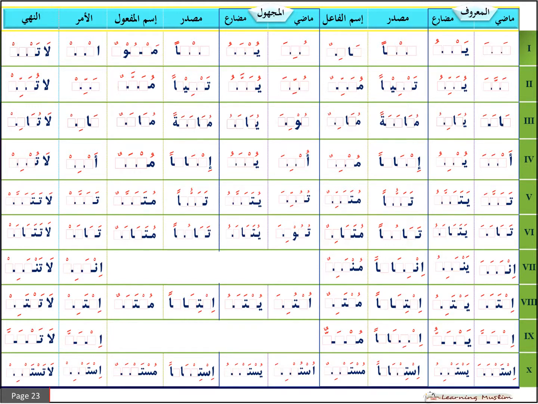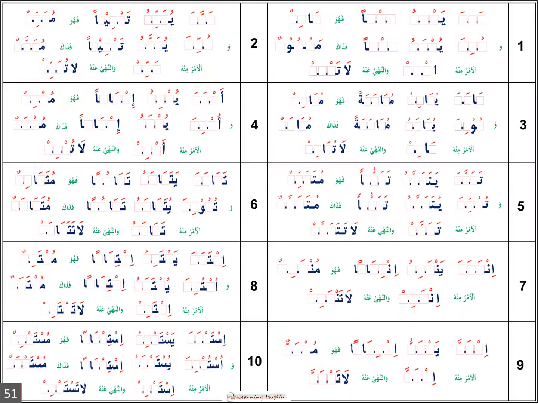So you might have a question as to whether there might be an easier way to reference the patterns. And the answer is yes, if you can go to page 51 of your workbook. So on page 51 we have a reference to all the 10 patterns also, but in this case, in between our patterns, we have words like فهو, فذاك, الأمر منه, والنهي عنه. And those words would be added into all the 10 families between the different patterns.